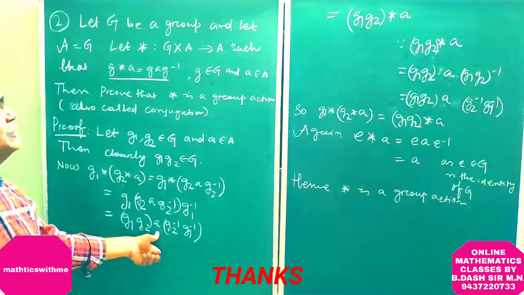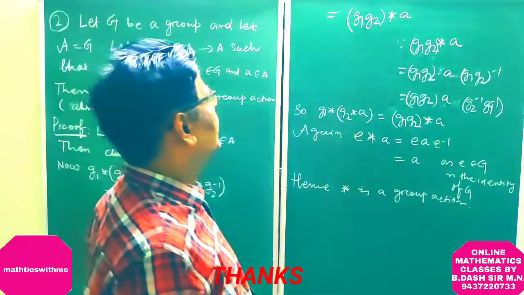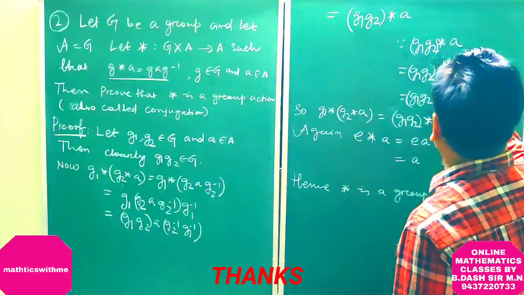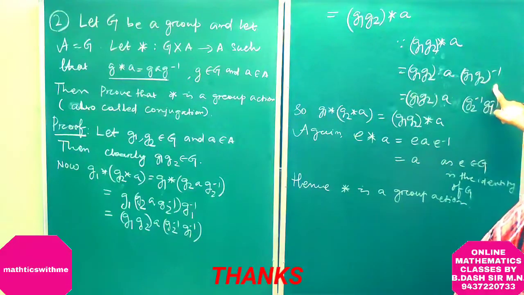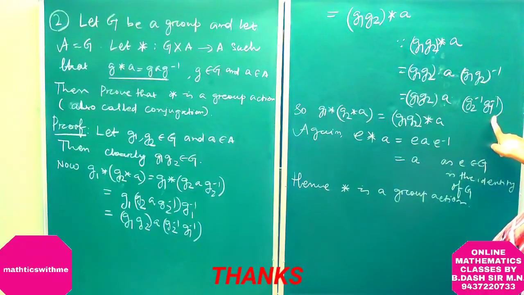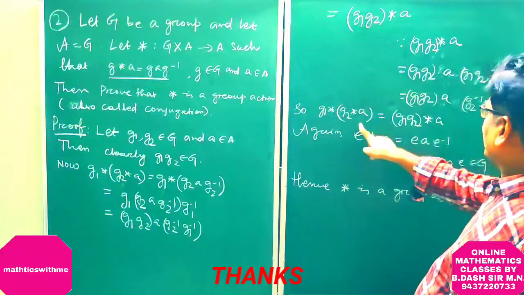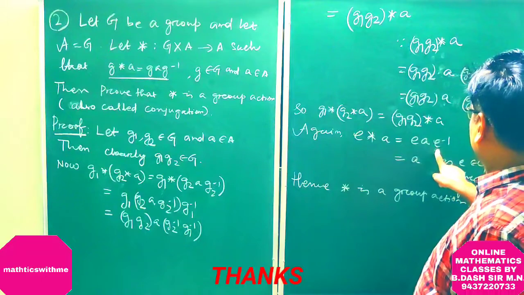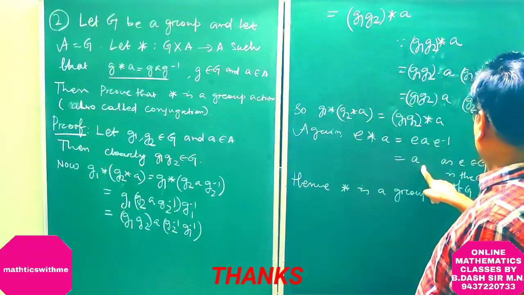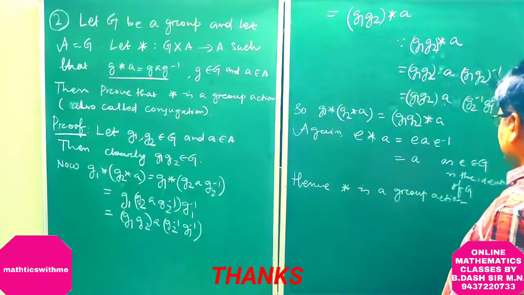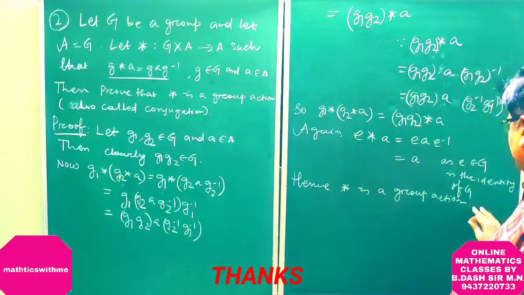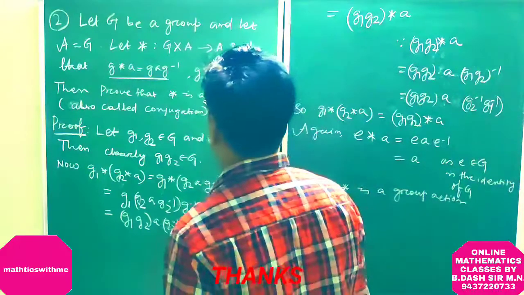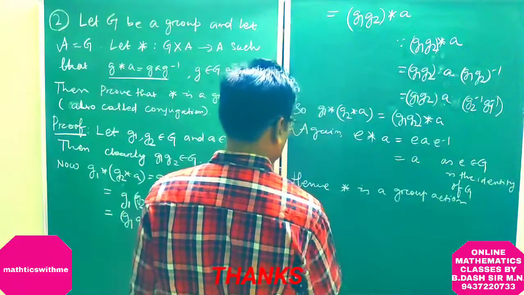This is equal to (g1 g2) star a, because (g1 g2) star a is equal to (g1 g2) a (g1 g2) inverse, which is g2 inverse g1 inverse. So the first condition is now proved. Again, e a e inverse is equal to a, as e belongs to G, the identity element of G. Hence star is a group action, which is also called conjugation. Proved.